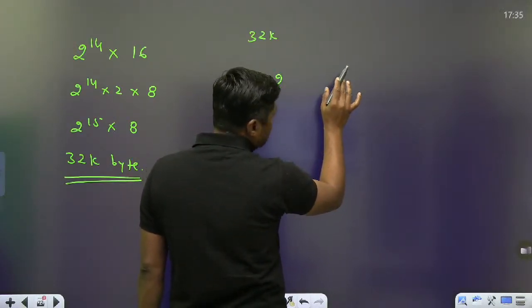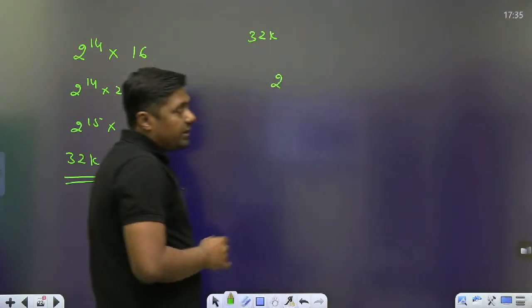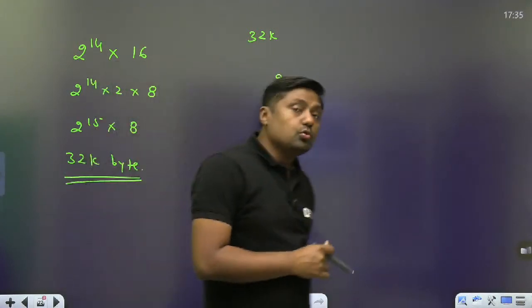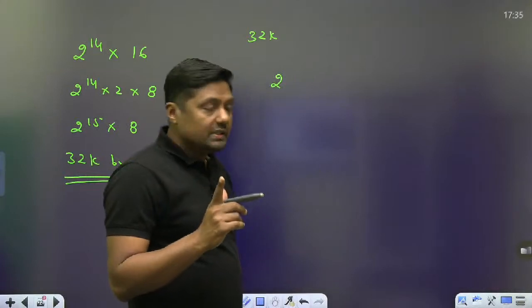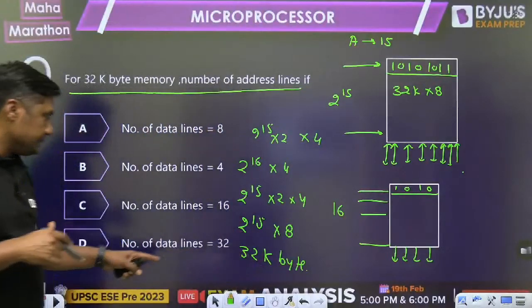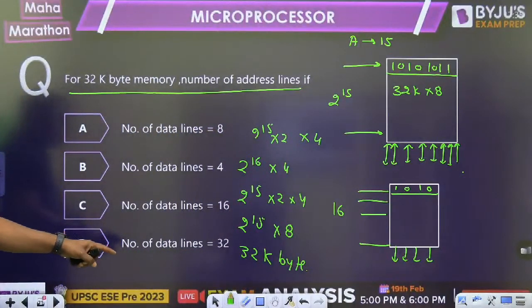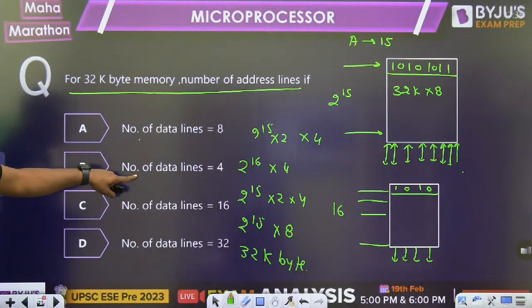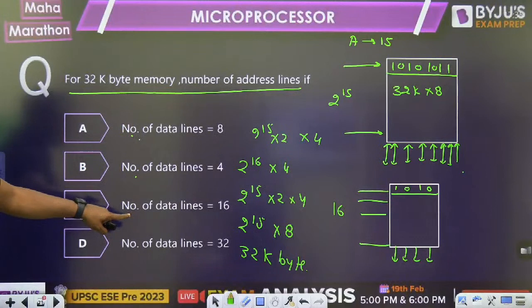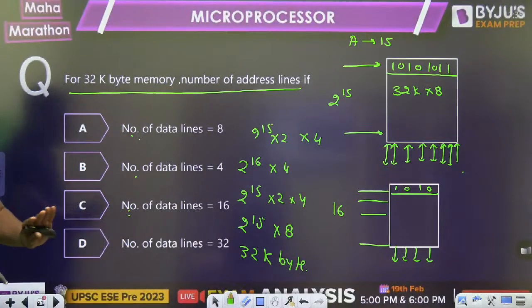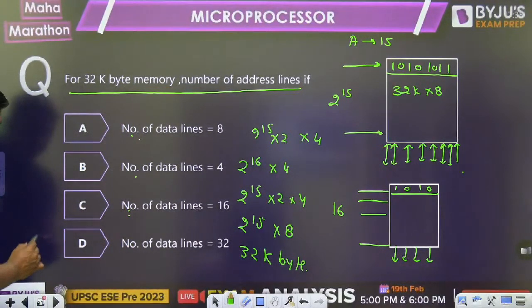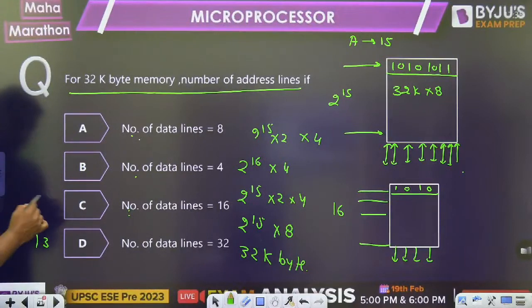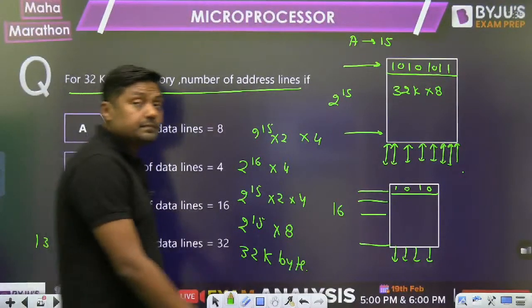How many address lines are required? 32 kilobyte. Okay, then 13. You can check. Here it seems if it is 15, then half it, 16; double it, 14; double it, 13. These are the 13 address lines. I think now it is clear.